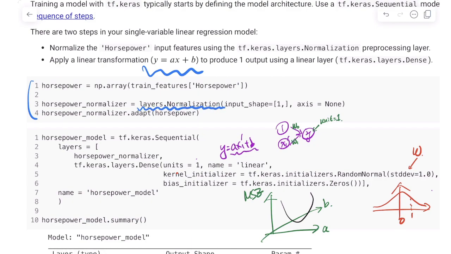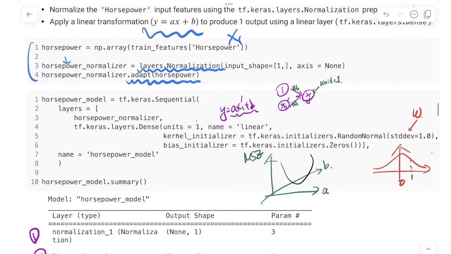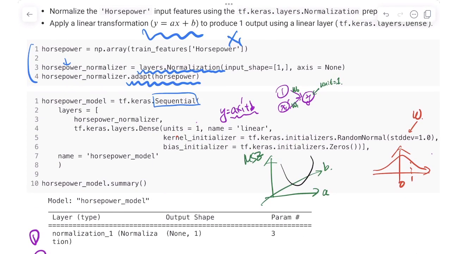Right here we call it horsepower normalizer, and we simply use one feature in this example. So it has only one feature, which is horsepower. Make sure you adapt the normalizer by using the x1 data. Again, the sequential function is how we use Keras to build our network.